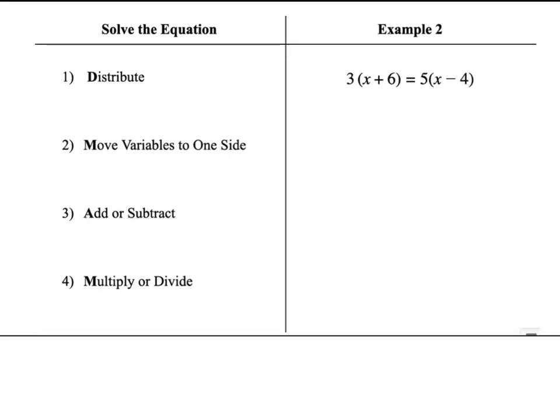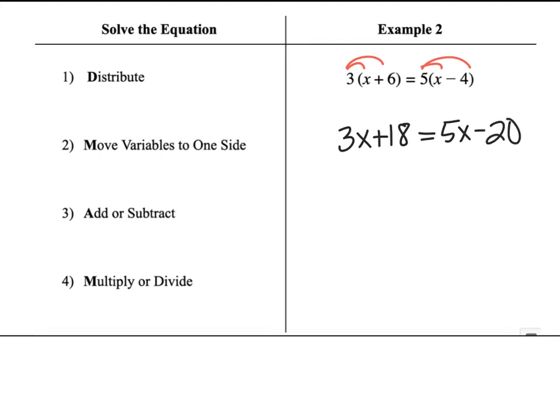Example 2, first thing that you're going to do is, again, distribute. 3 gets distributed to that parentheses and 5 to this one. Rewrite it on the next line. 3 times x is 3x. 3 times 6 is 18. 5 times x is 5x. 5 times negative 4 is negative 20.